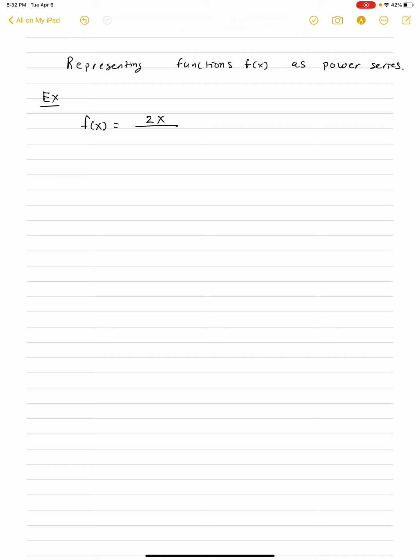2x over 1 plus 3x. And here's going to be a very useful fact: 1 over 1 minus x is going to be 1 plus x plus x squared plus x cubed, and so on. And we can represent this as the sum from n equals 0 to infinity of x to the n.